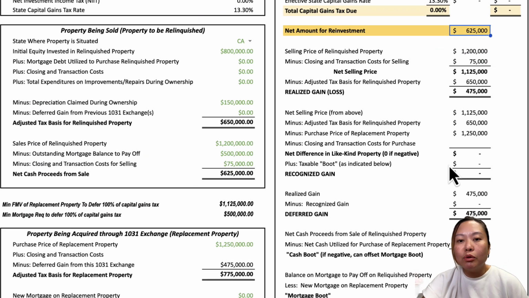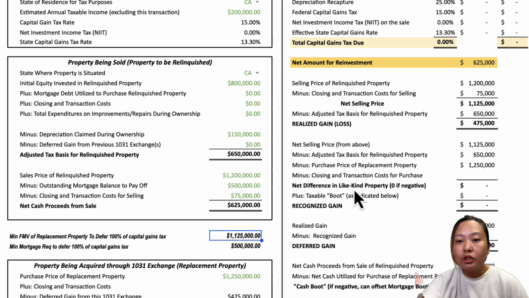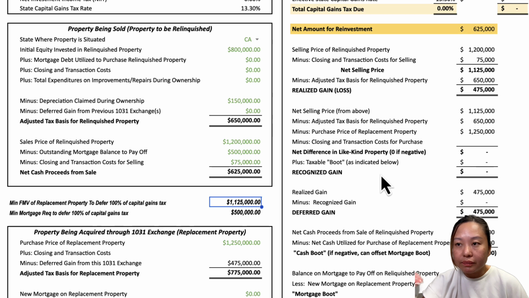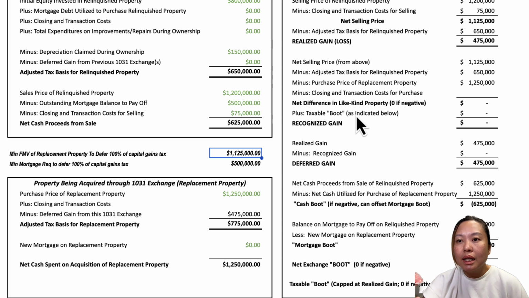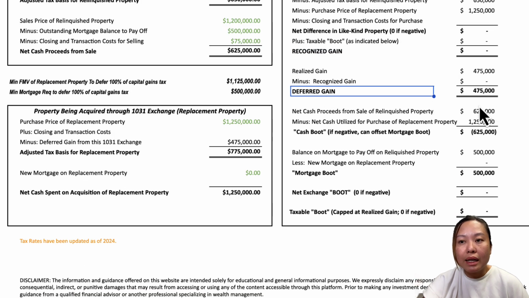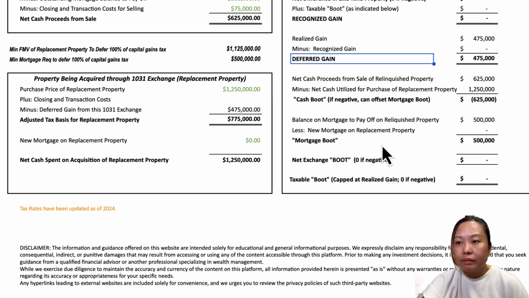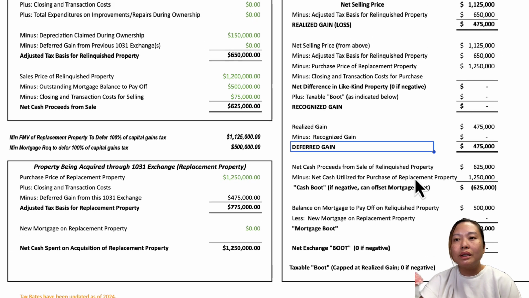So that's great. But of course, remember your purchase price has to be at least this much before you can avoid paying both. The calculation goes through and calculates your realized gain or loss, and then your recognized gain, because you defer everything, right? Because the purchase price is higher than this minimum price, you get to defer everything, so there's no recognized gain. You are able to defer the entire 475K gain. The calculator gives you a little bit more, but at least for our situation, it's not applicable.